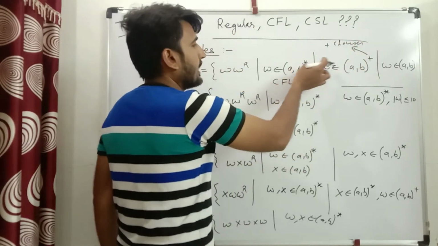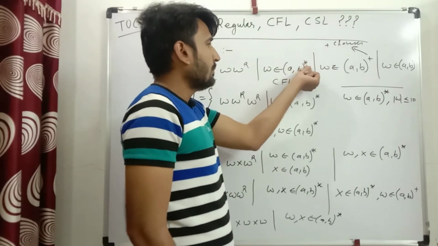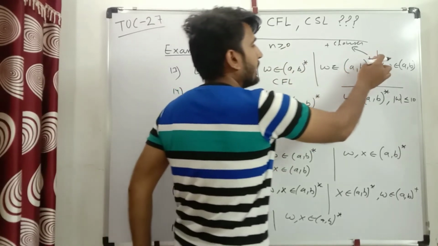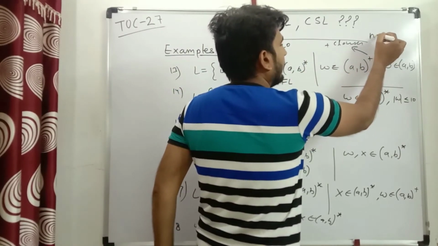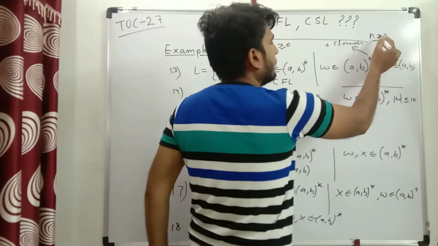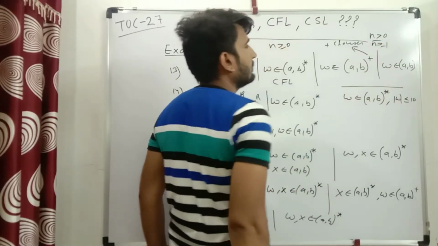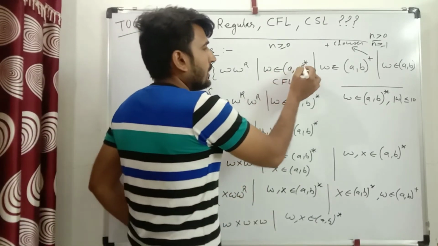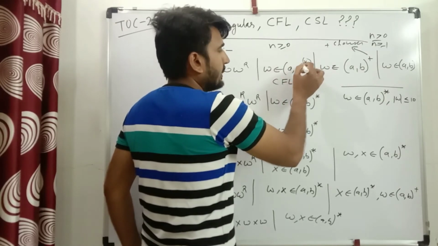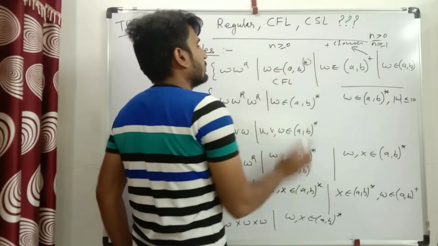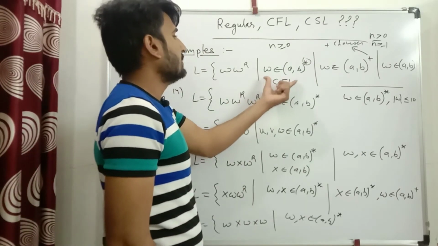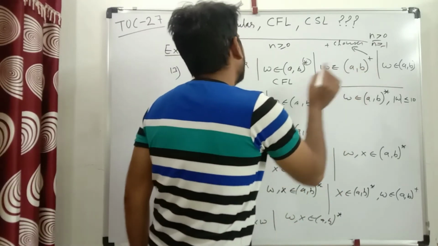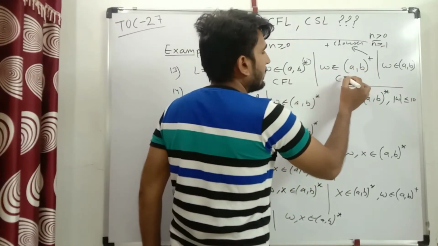You know what is this star and plus? Star means any number greater than or equal to 0. But here plus means greater than 0. You can say greater than or equal to 1. Now this is CFL. Now tell me what is this? This is also CFL, because comparison is there. Comparison is there. So it is CFL.